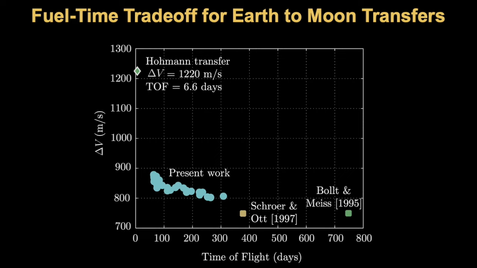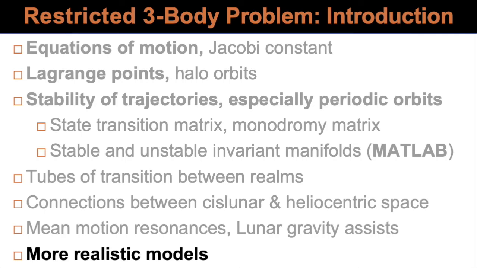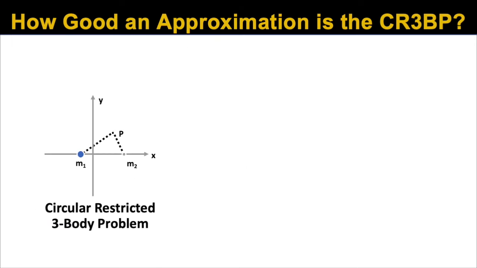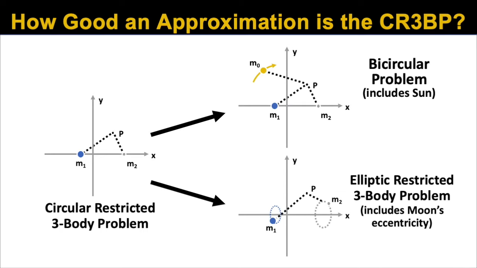But there is actually some kind of Pareto optimal front. So the work that we've done has been trying to fill out what that trade-off is. So if you want to get there within 2 months, there's some trajectory that gets there within 2 months, and it only costs around 900 meters per second. Now, a question that gets asked sometimes, and I'm going to end here, is what about more realistic models? Well, the circular restricted three-body problem, two main perturbations of it are to include the sun, that's called the bicircular problem, or to include the moon's eccentricity, so that's the elliptic restricted three-body problem.